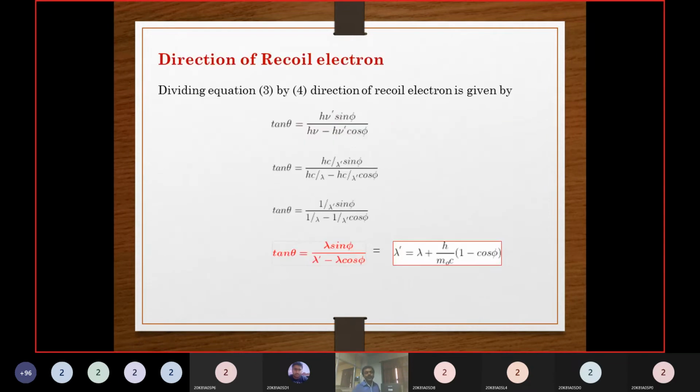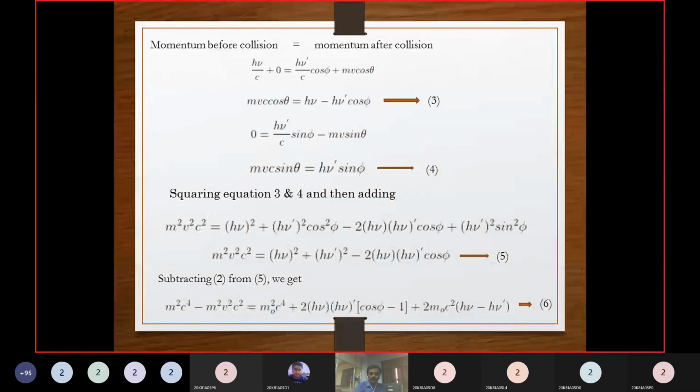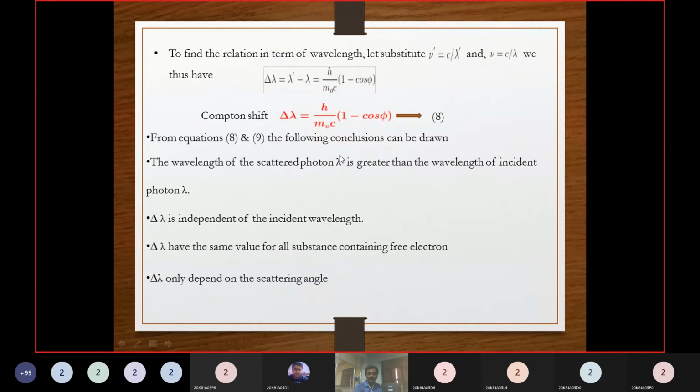Now, the direction of the electron. So far we have discussed only the scattered photon. Now we are discussing the direction of the recoil electron. We have equation 3 and equation 4 here. Divide equation 4 by equation 3. MVC is common for both, so it becomes sin theta by cos theta, which is equal to tan theta.